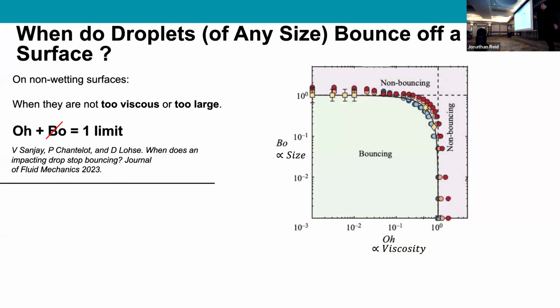Of course, microdroplets can never be too big. So the only limiting case for microdroplets to stop bouncing should be the viscosity, assuming it's this ideal surface.